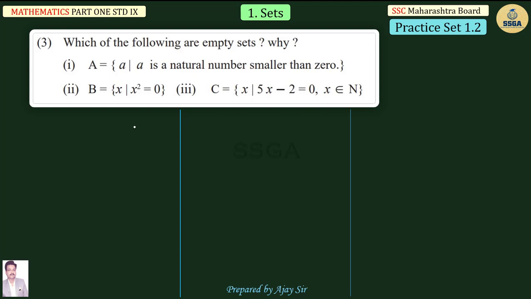So just we have to tell that it is an empty set. Which of the following is empty and why? So first we will write set A, which is the natural numbers smaller than 0. Natural numbers start from 1, 2, 3, 4. So this is a natural number, student. Smaller than 0, there is no natural number. So therefore smaller than 0 there is no element, so set A contains no element.